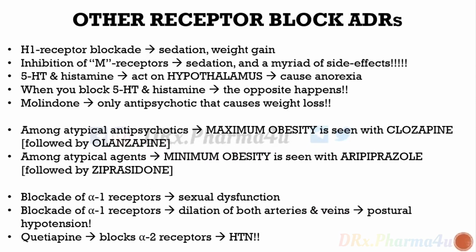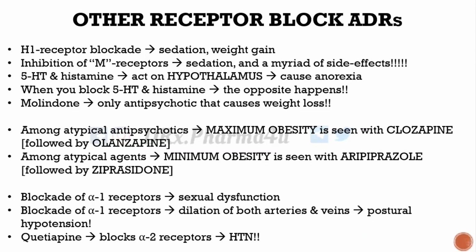If alpha-1 receptors are blocked, as I said before in the previous video, sexual dysfunction can happen. If alpha-1 receptors are blocked, noradrenaline levels reduce. So as a result, it can cause dilation of arteries and veins, which can lead to postural hypotension.